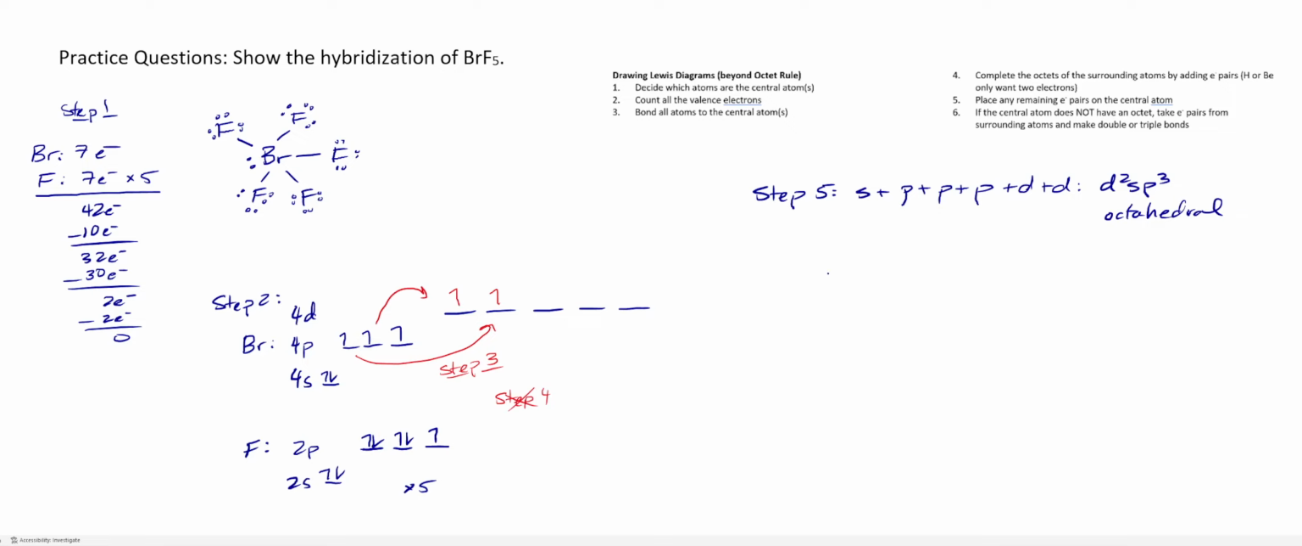So I draw out my d2sp3 hybridized orbitals. There's 6 of them. Okay. Place my electrons. Note that one of my hybridized orbitals is going to contain a lone pair, and then I have these 5 unpaired electrons, and that's for bromine. And each one of these is a d2sp3. I'm only going to write it once. Fluorine over here is 2p, 2s.